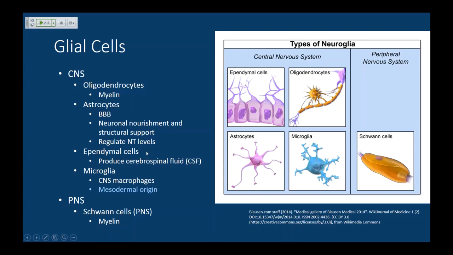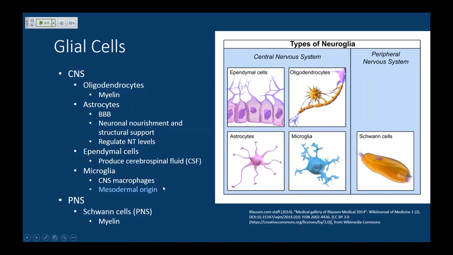Okay, ependymal cells, they're going to line the ventricles, which are the fluid-filled spaces in the brain, and they're also going to line the central canal of the spinal cord. And they're going to produce cerebrospinal fluid to help keep the brain more buoyant within the skull. Microglia are the macrophages of the central nervous system.